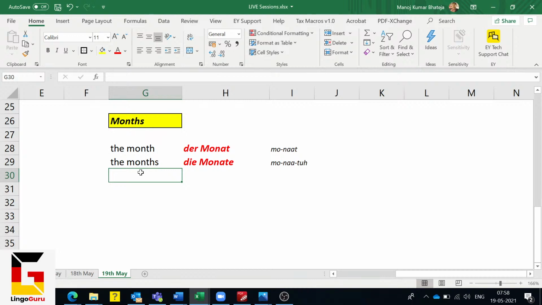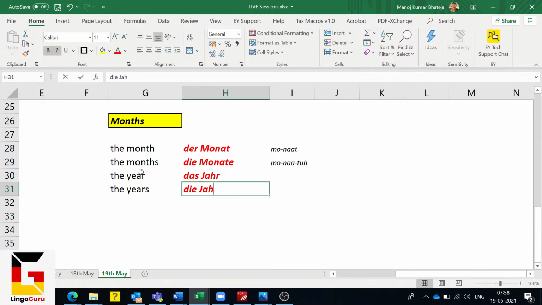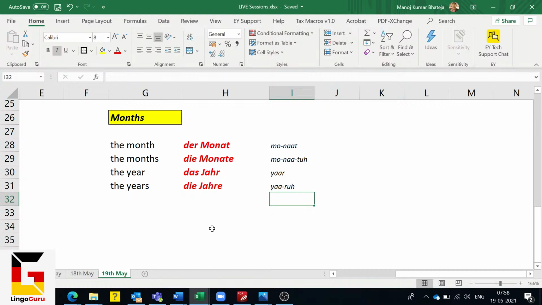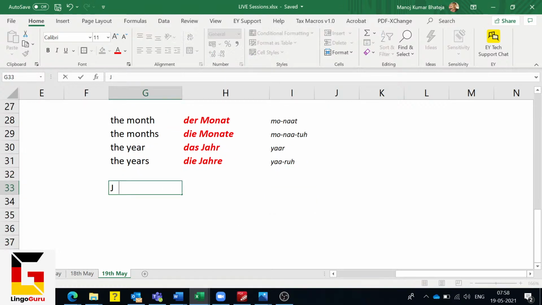The months, die Monate. Right? The year, das Jahr, the years, die Jahre. Das Jahr, you say Jahr. So let's say we have January, February, and so on.